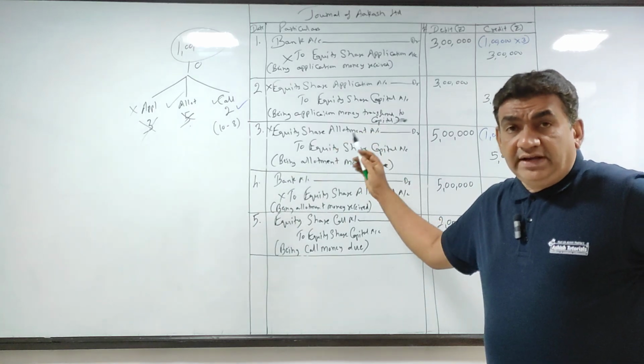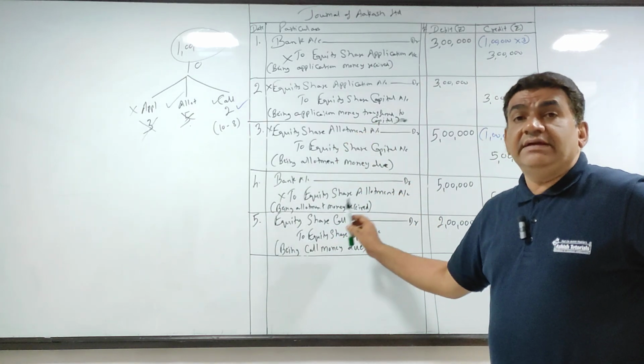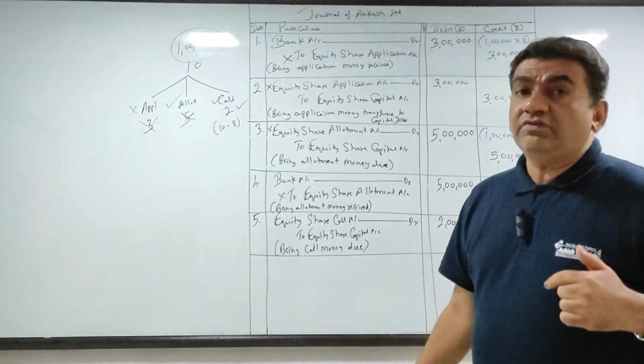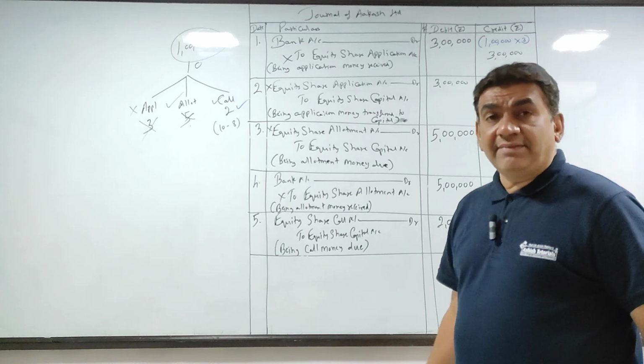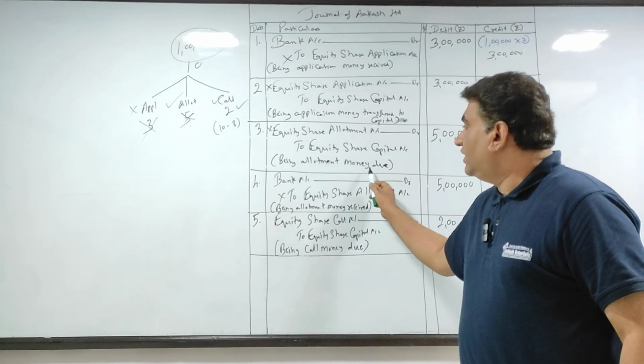Receivable against allotment, I debit equity share allotment. Receivable against call, I debit equity share call, and both are to be received as a part of the capital, so I credit share capital. What was this? Call money due. What was this? Allotment money due.